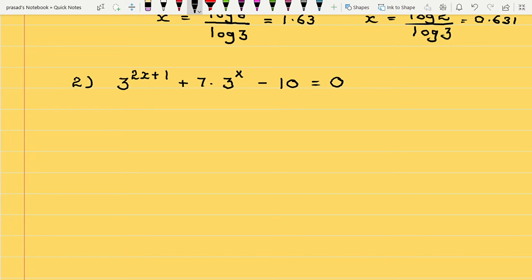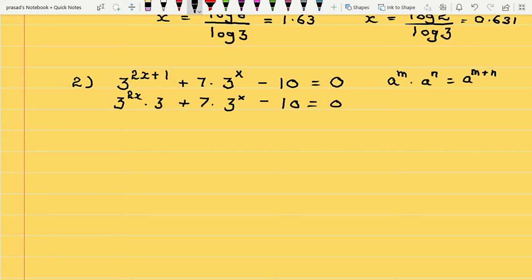Now, use the law of indices. 8 to power m into 8 to power n is 8 to power m plus n, but in the opposite manner. So 3 to power 2x plus 1, I can write it as 3 to power 2x into 3 to power 1, that is 3, plus 7 into 3 to power x minus 10 equal to 0.